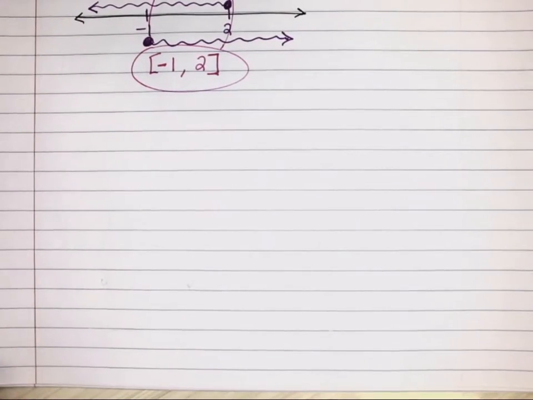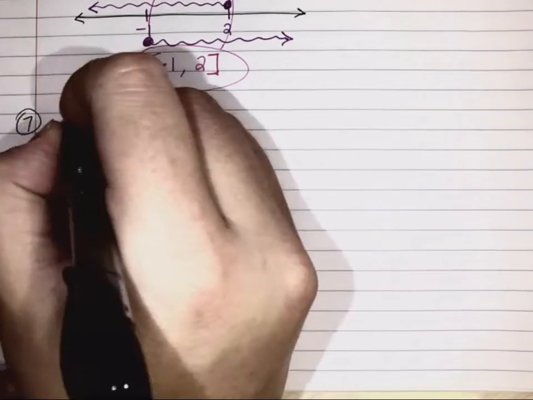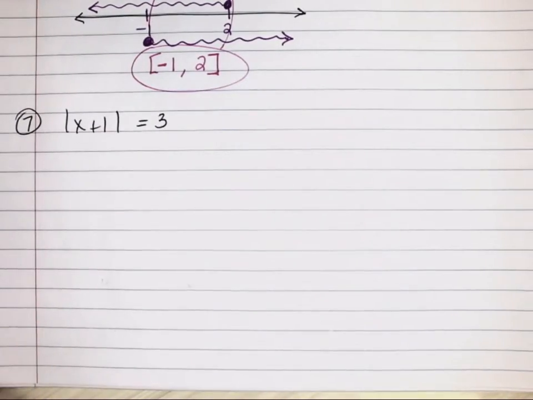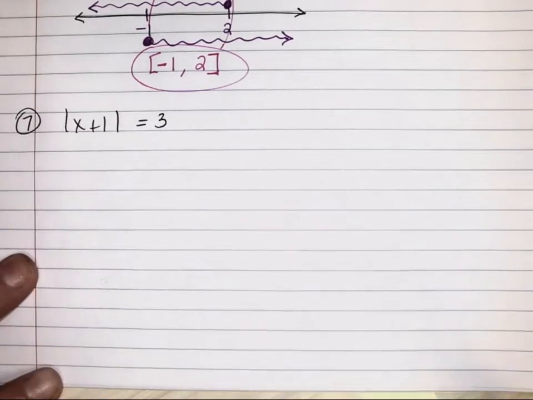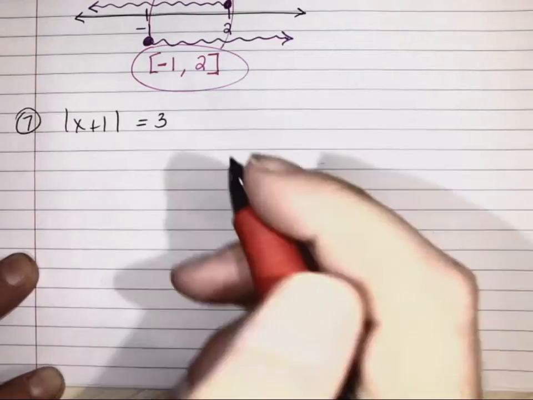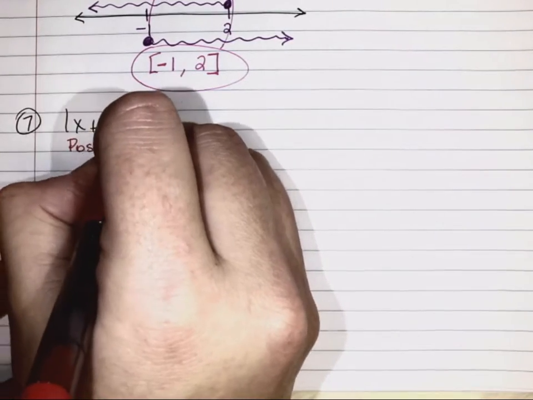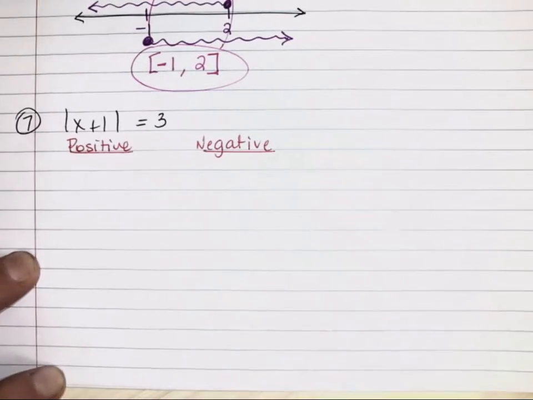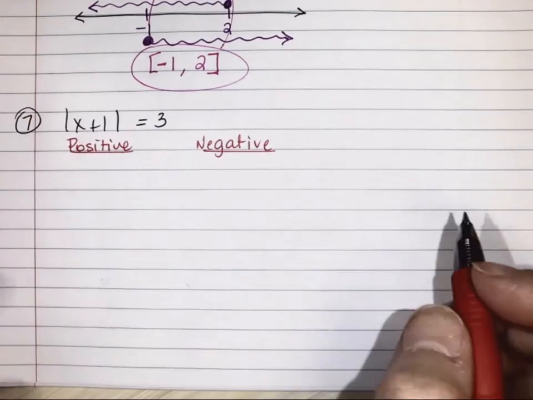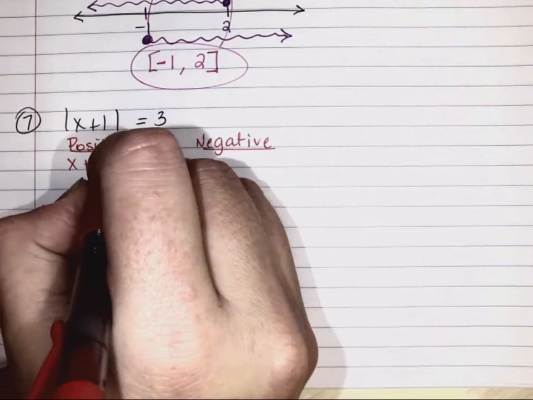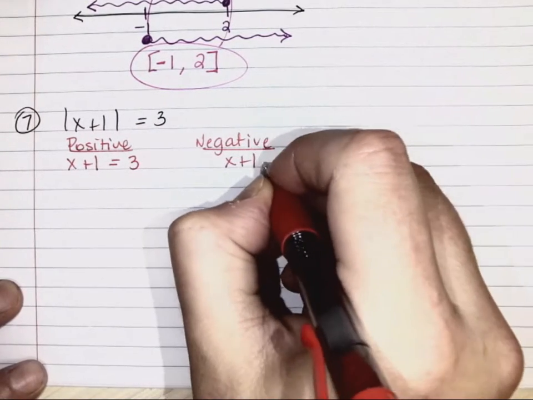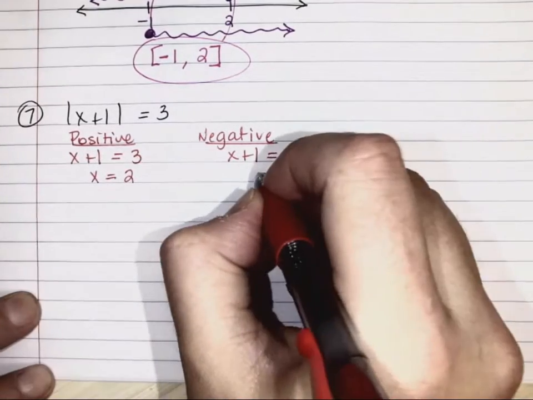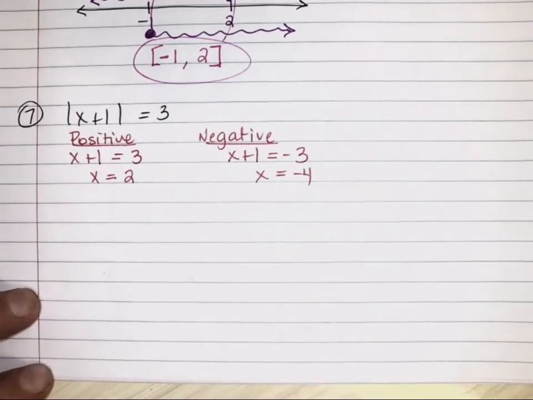Number 7, x plus 1 is equal to 3. You're gonna have a positive part and a negative. Notice that the absolute value is already by itself. They actually throw you an easy one down in the mix here. So I take x plus 1, I set it equal to 3. I take x plus 1 and I set it equal to -3. Solve both of those. Subtract 1, you get 2. Subtract 1 here, you get -4.